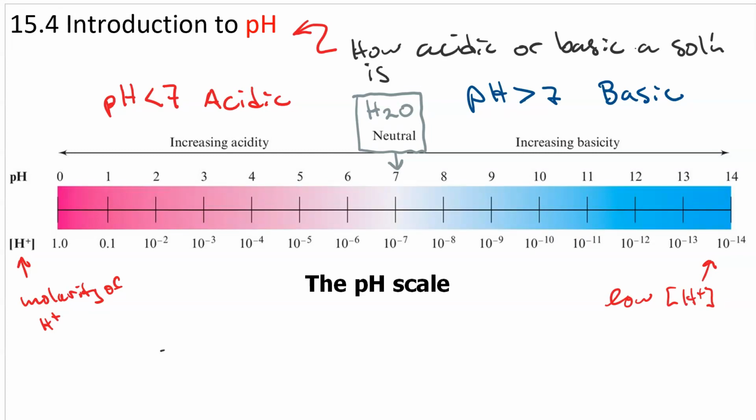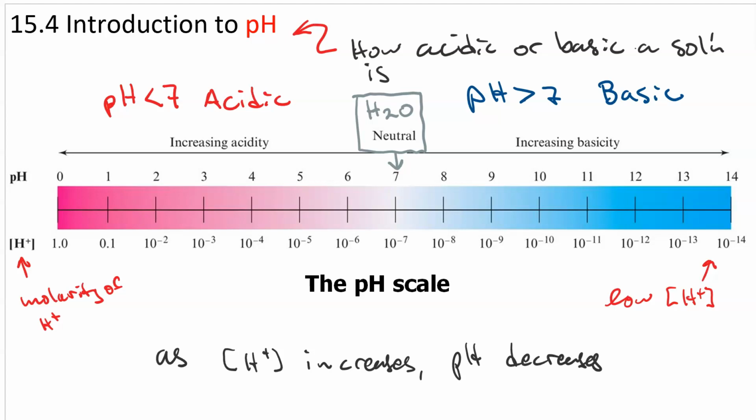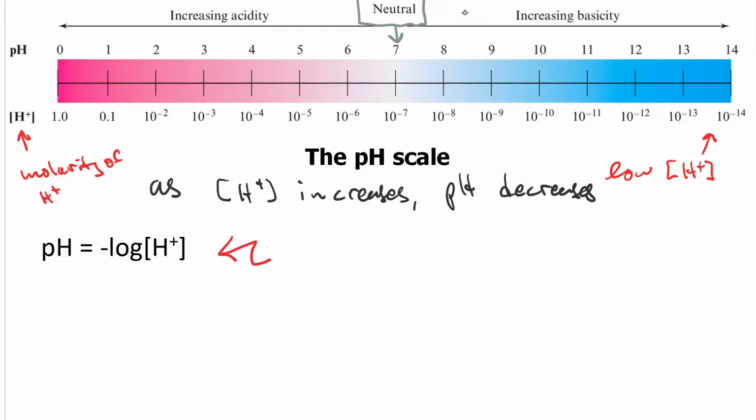So we can see that as the concentration of H plus increases, pH decreases. But what's the mathematical relationship? pH equals negative log of hydrogen ion concentration is the mathematical relationship.